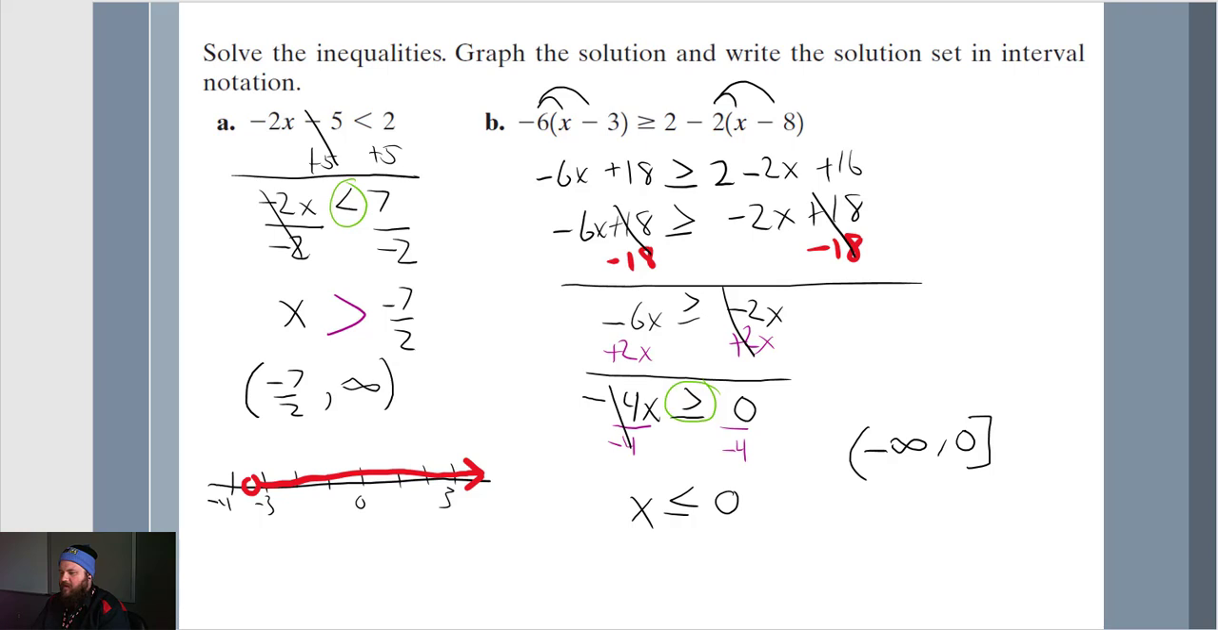As far as a graph, we'll just say 0 is right there, and we'll go negative 1, 2, 3, 4, so negative 4. And we're just going to draw a solid dot at 0, not an open circle, solid dot because it actually touches. And this line's going all the way to negative infinity.